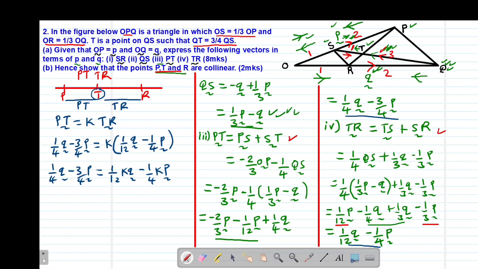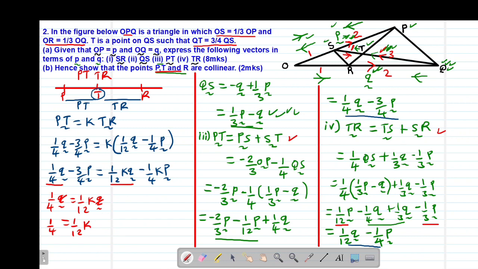So from here I'm simply going to equate the coefficients of similar vectors. So I'm going to equate q with its corresponding value of q. If I equate the coefficients, it simply means that a quarter q should be equal to 1 over 12k q. So of course my vectors q will cancel out, so I'm remaining with a quarter is equal to 1 over 12k.